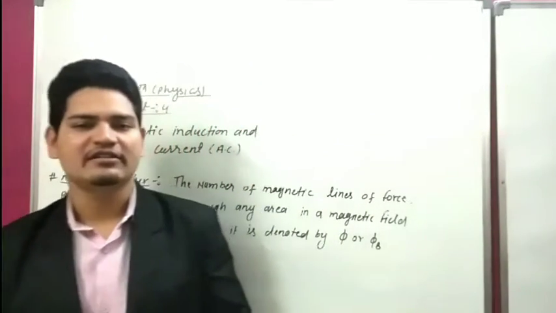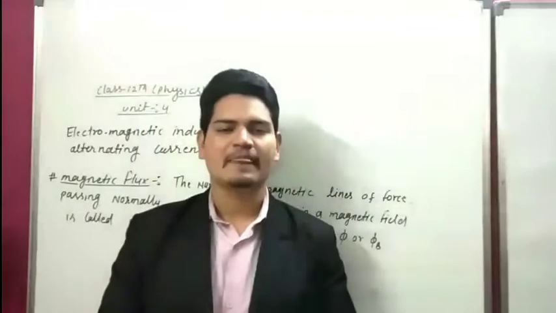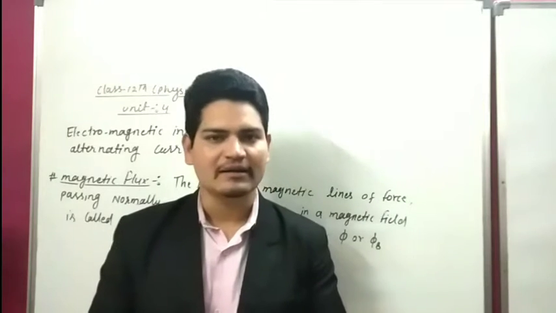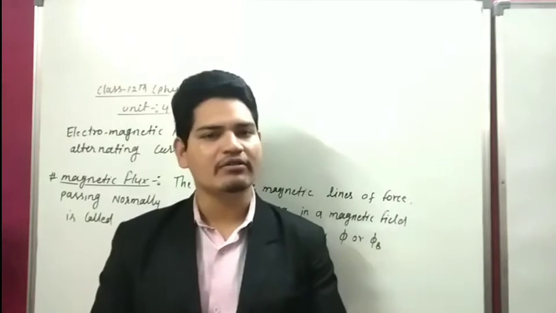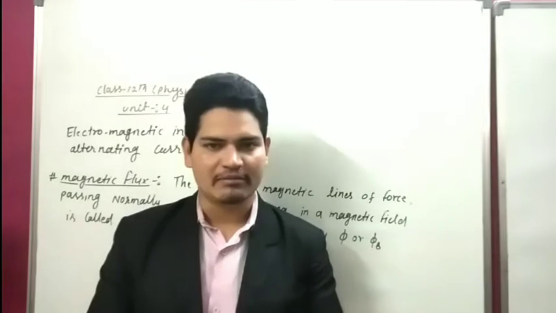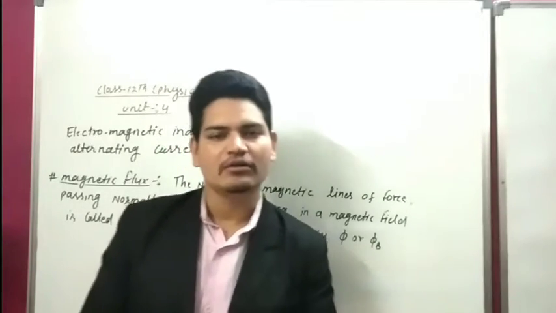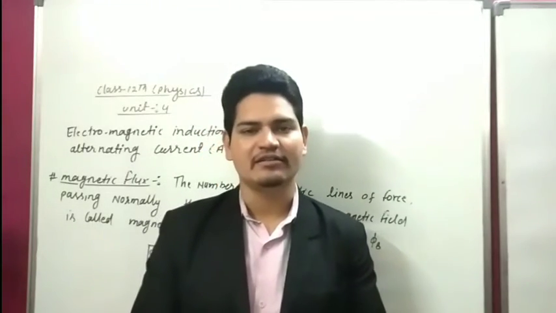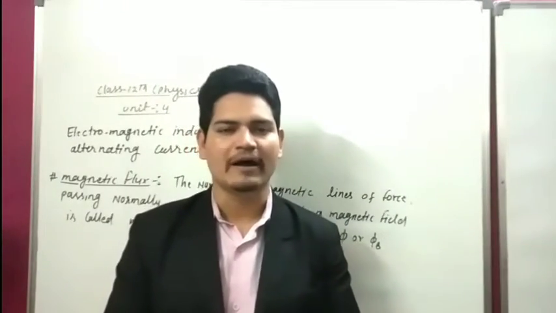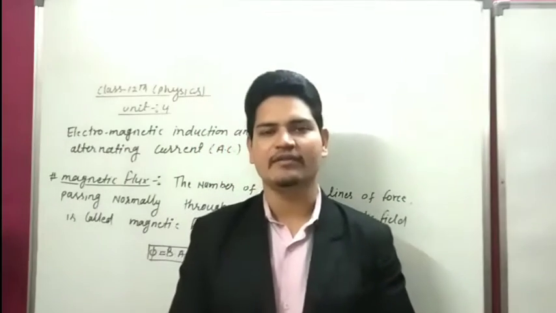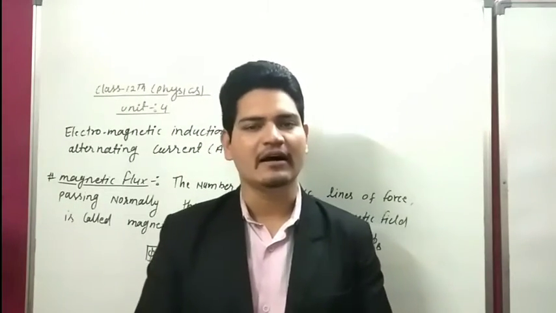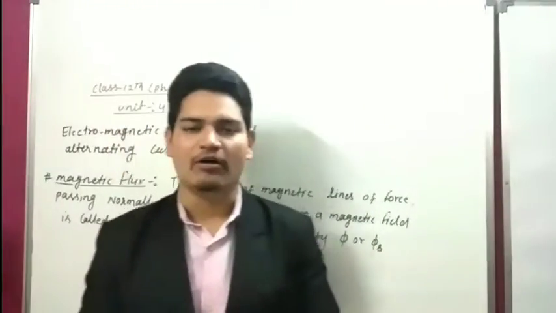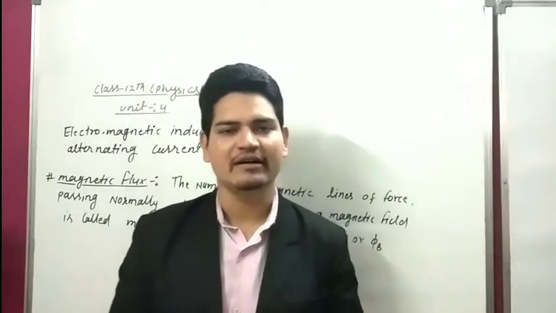So let's start. In the previous unit we already studied that when electricity passes through any conductor, a magnetic field develops around the conductor due to the electric current. When current flows through any conductor, a magnetic field develops around it. This is called Oersted experiment.